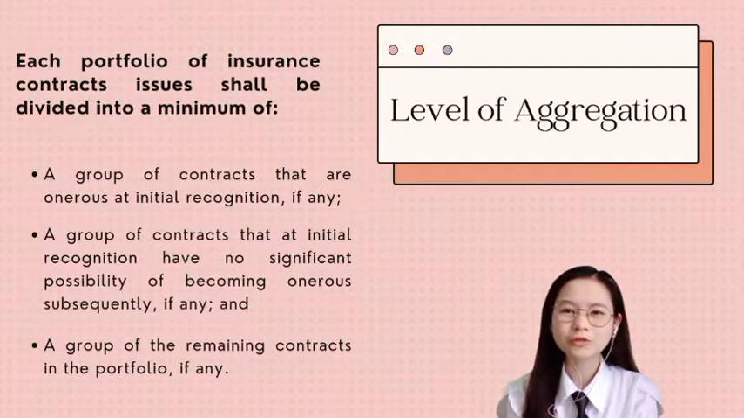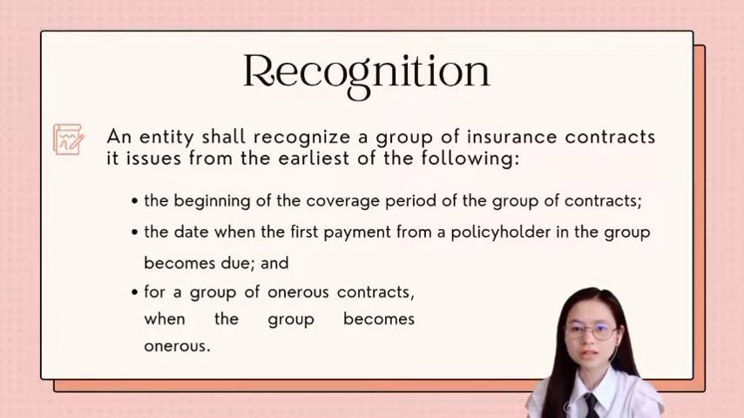If contracts within the portfolio would fall into different groups only because law or regulation specifically constrains the entity's practical ability to set a different price or level of benefits for policyholders with different characteristics, the entity may include those contracts in the same group. For the recognition, an entity shall recognize a group of insurance contracts it issues from the earliest of the following.